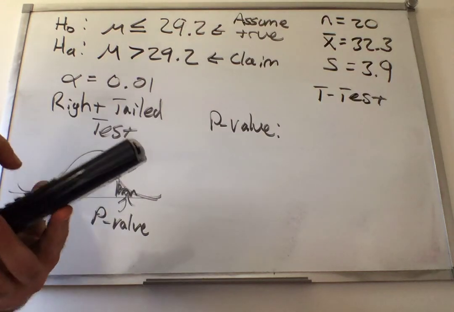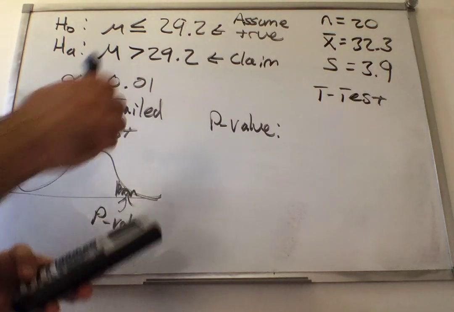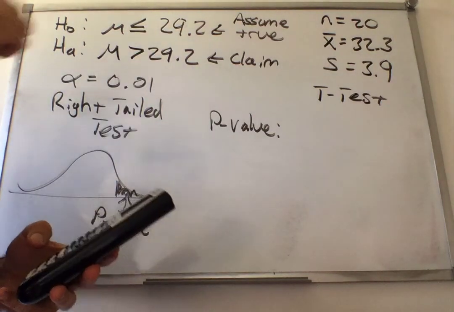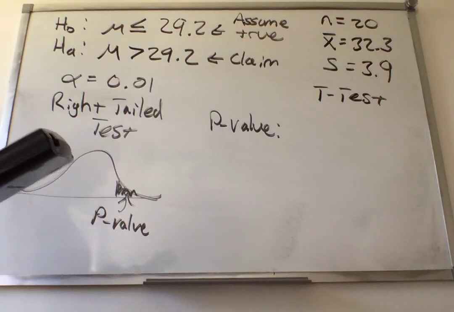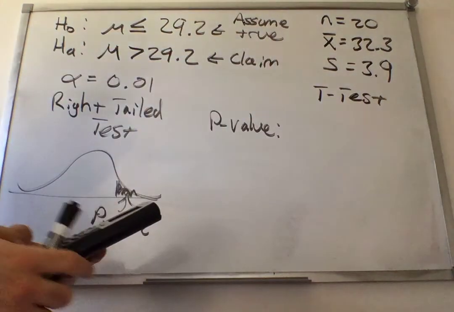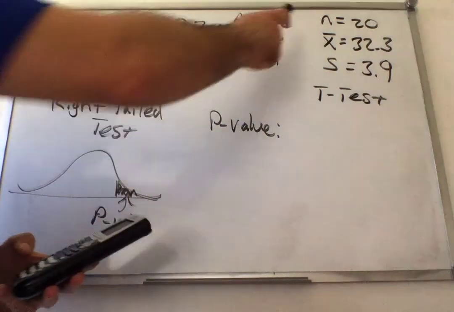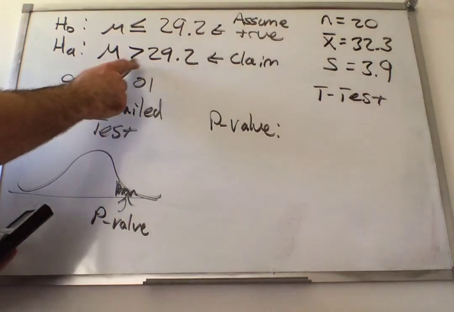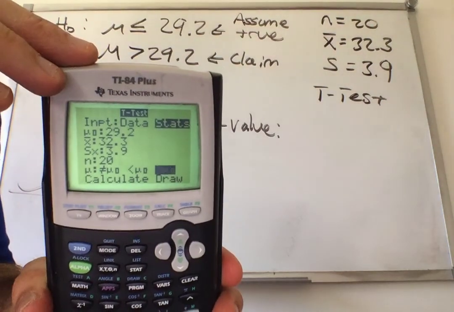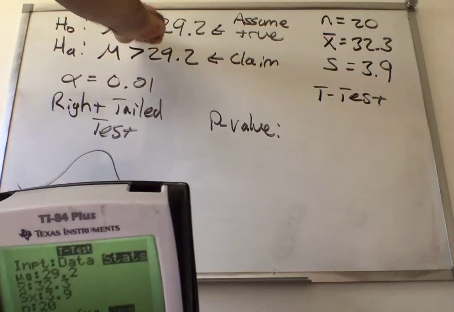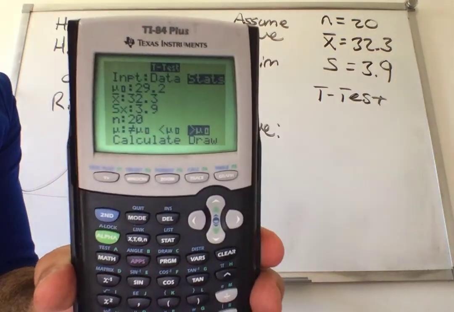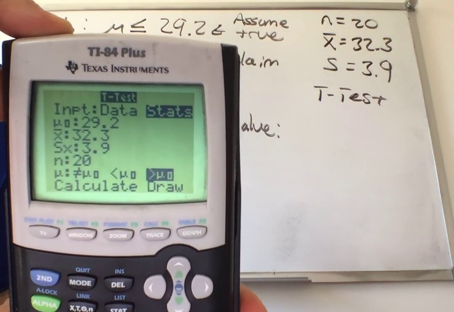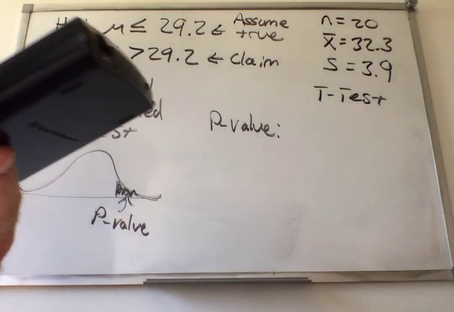Now, for the null hypothesis, mu naught is 29.2. The sample mean is 32.3. The sample standard deviation is 3.9. N is 20. And then this is a right-tailed test, okay? You make it match your alternative hypothesis, not null hypothesis, alternative. So that's what it should look like. And go down to calculate.